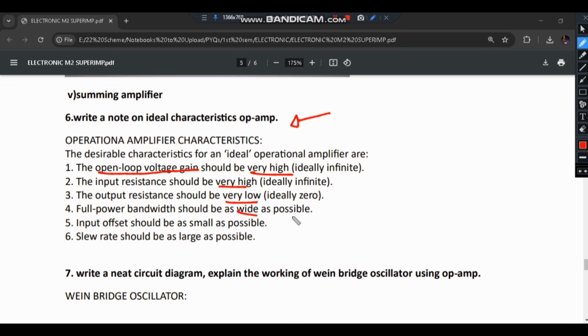Full power bandwidth should be as wide as possible, covering the maximum range of bandwidth of the full power. Input offset should be as small as possible. Slew rate should be as large as possible. Just remember these few points, and if you write this much, that should be sufficient.